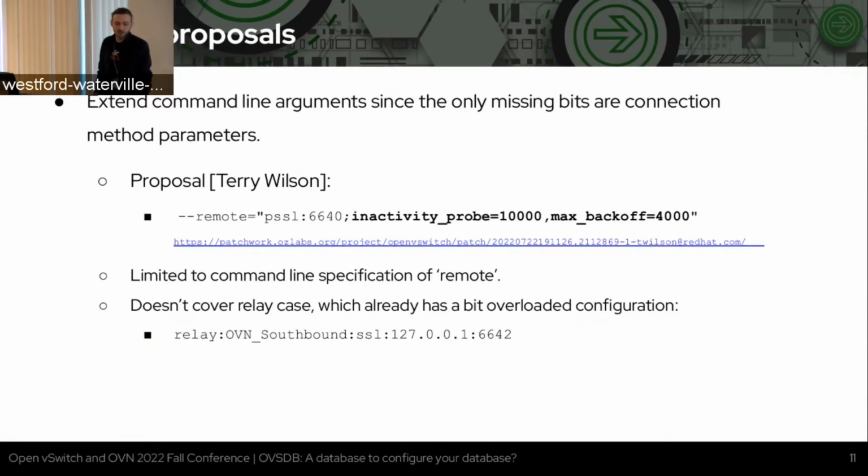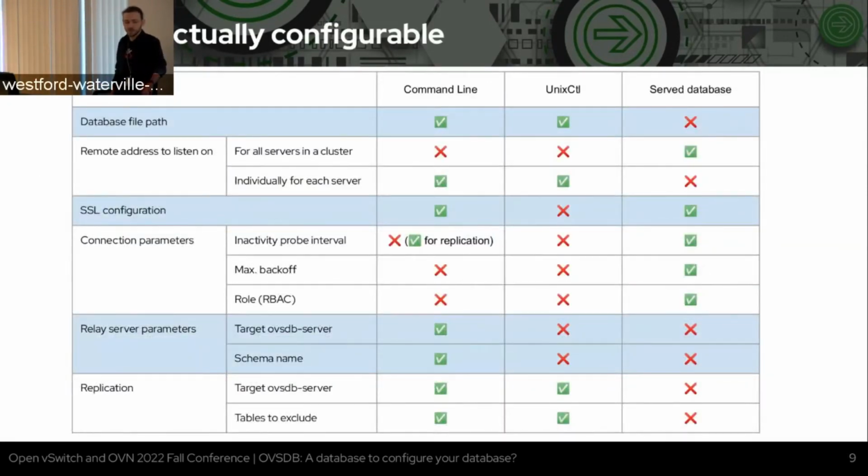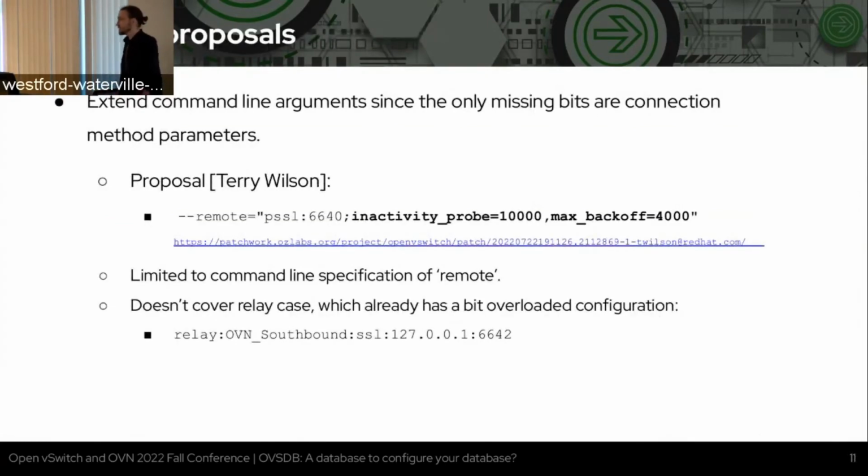This proposal is to just add extra inactivity probe, backoff, and so on to the remote command line argument. So this will work only for the remote command line argument, and it will extend our command line table through the connection parameters. So all of this will be green. It kind of solves all the problems.